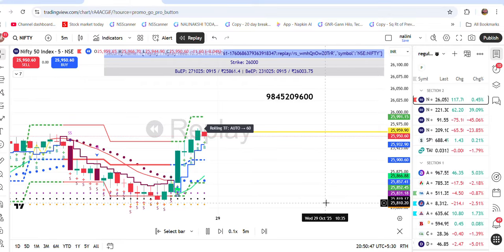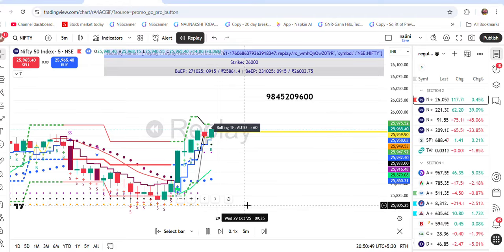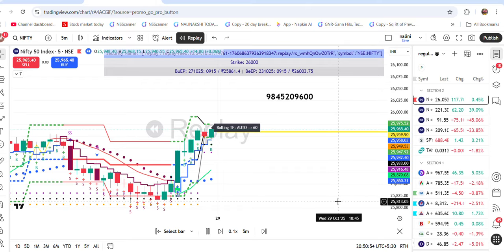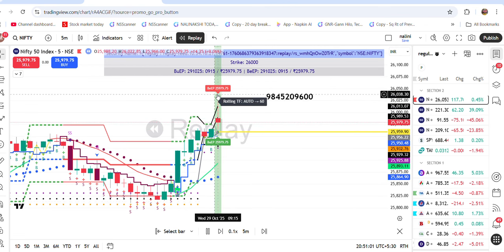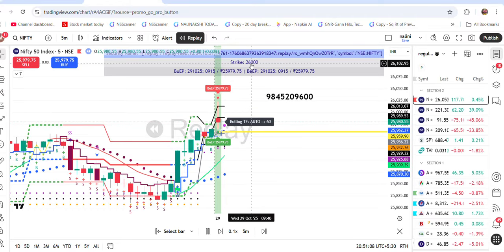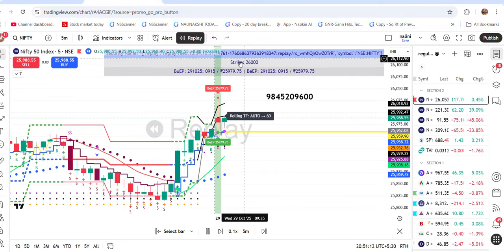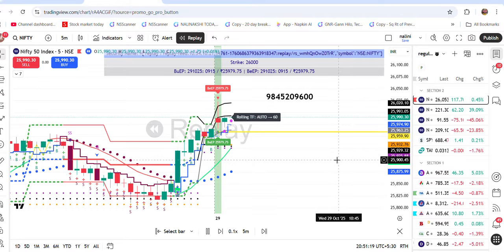Let it begin. Yes, it has started. This is the last 3:25 candle. Today's first candle you are going to see. Yes, first candle, it is plotting both bearish EP as well as bullish EP. And when it is plotting bearish EP and bullish EP, it is suggesting to go for the 26,000, either call option as well as the put option.